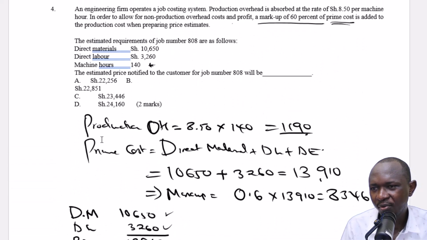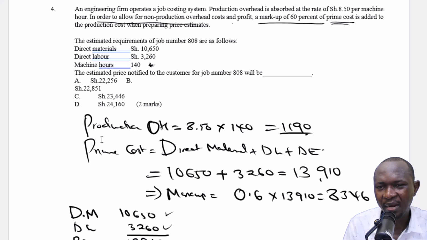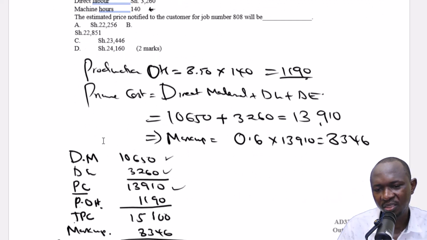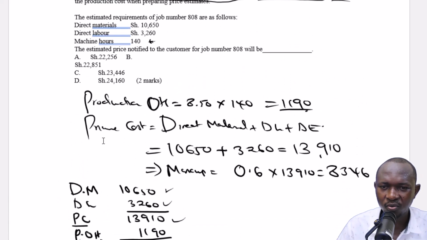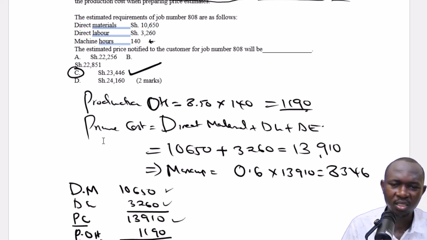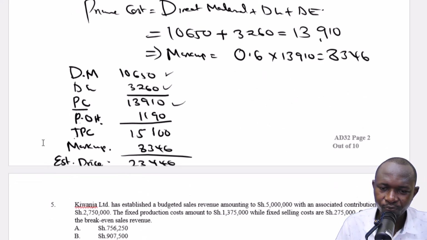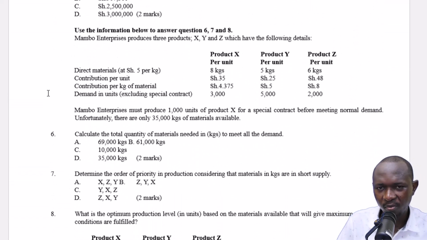Which is 23,446. I've talked of other costs because the question says, in order to allow for non-production overhead costs and profit, a markup of 60%. So that 60% will stand in for those to give us this 23,446. So let's go back and check if we have 23,446. There we go. So the correct answer will be C. Thank you. Let's go to question number 5.